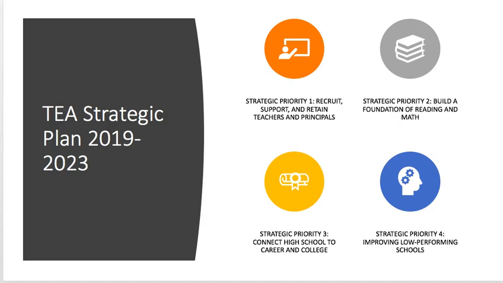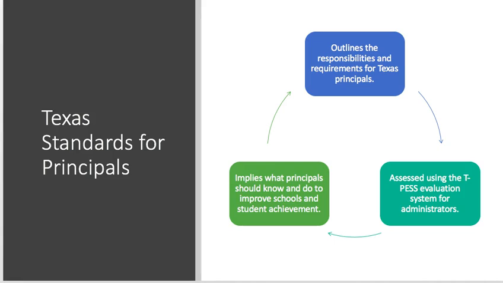The next document that you'll be reviewing will be the TEA Strategic Plan. There are 4 priorities in the plan. Strategic Priority 1 is recruit, support, and retain teachers and principals. Priority 2 is build a foundation of reading and math. Priority 3 is connect high school to career and college. And Priority 4 is improving low-performance schools. Although these priorities do not specifically discuss curriculum, it is obvious from Priority 2, 3, and 4 that there has to be an emphasis on curriculum and instruction.